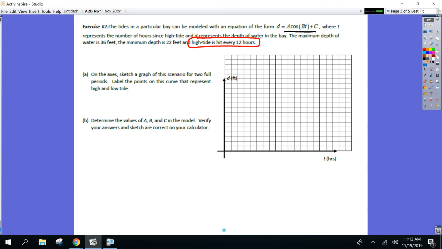Not the first. Every 12 hours. So the 12 is the period. Yes, that's all I wanted for right now. Yes. The 12 is telling you that's the period. That's when it starts repeating. Yes, Art.